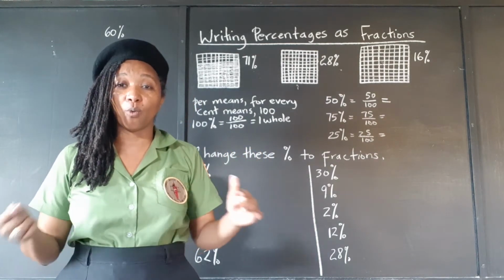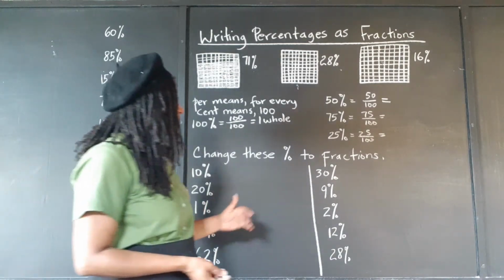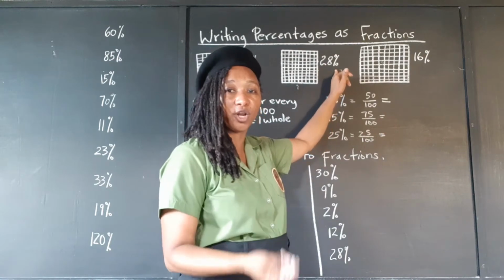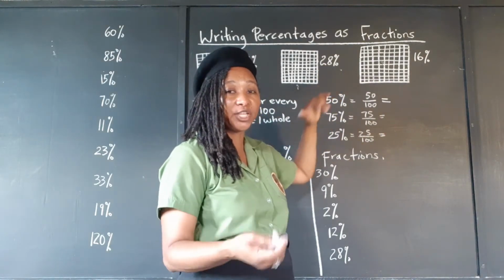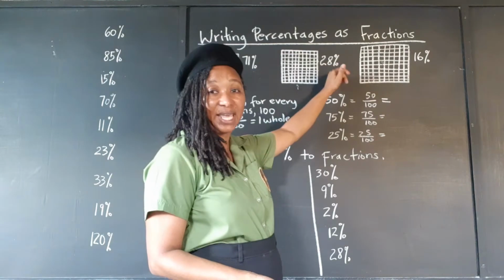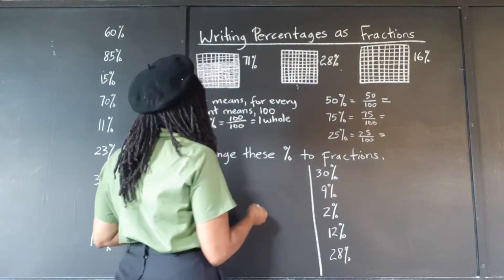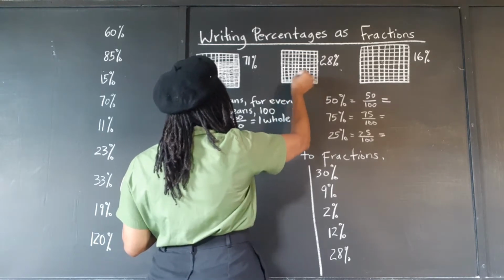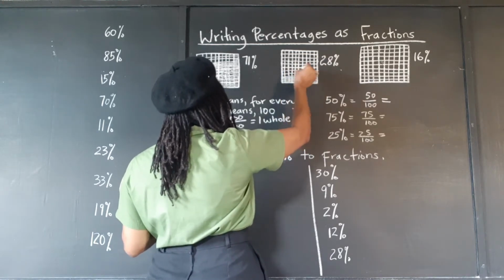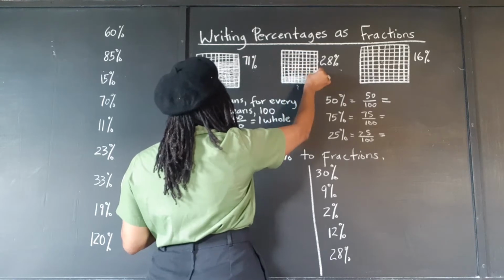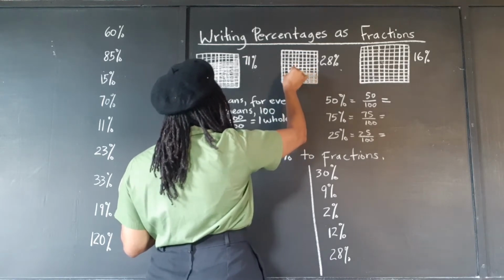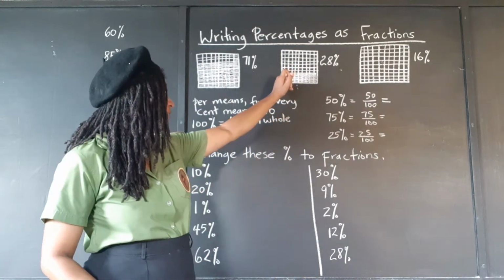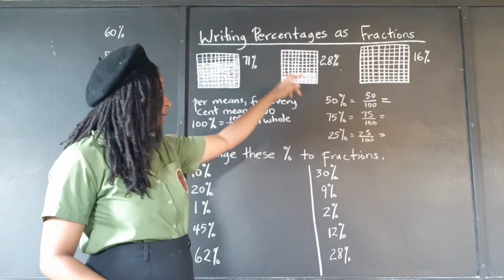71 out of 100. Likewise, 28%, since percent means for every 100, for each 100, we're going to take 28. So we can shade 28. That would be 10, 20, because they are groups of 10, and then 8 out of the next batch, right? So 10, 20, and then 8, so 2 are left from that batch. That's 28%.